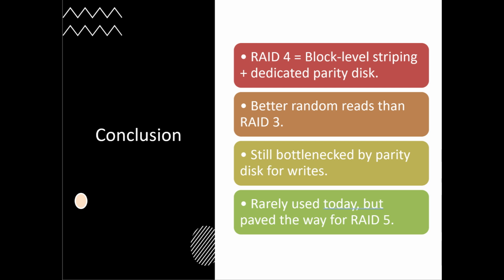So to summarize, we can say RAID 4 is block level striping with one dedicated parity disk. It's better than RAID 3 for random reads, but it is still limited by the parity disk bottleneck in case of writing. And it is rarely used today because now we have better options like RAID 5, RAID 6, and so on. So in the next video, we'll cover RAID 5, the design that solved the limitations of RAID 4.